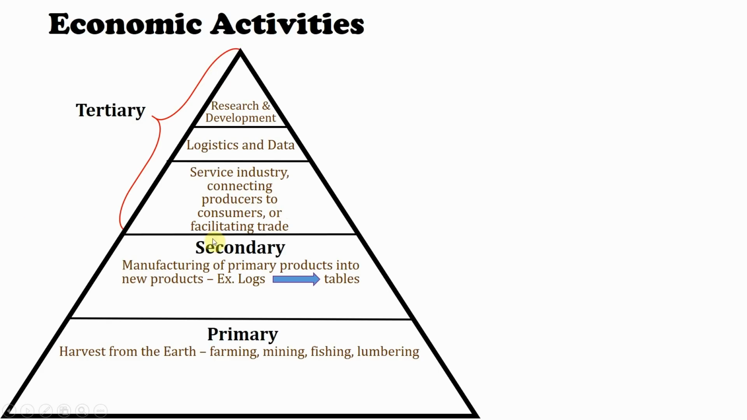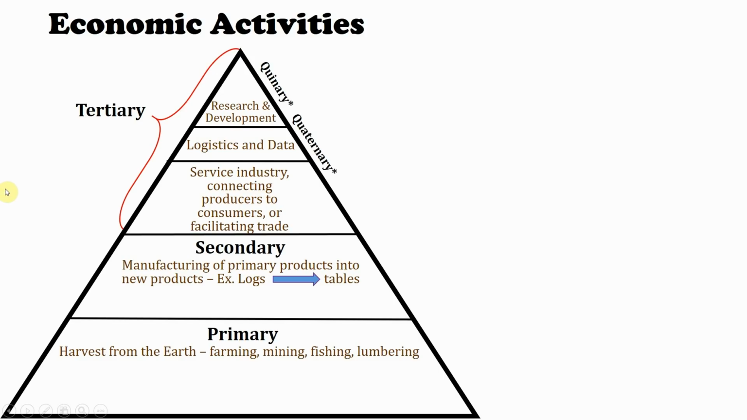The highest part is tertiary. Tertiary just means a service. And tertiary can be broken up into a few different parts. So you have just general services, and in America and in developed countries, more people are involved in the tertiary sector. And you also have what's known as quaternary and quinary. And these 2 are very small cross sections of tertiary economic activities.